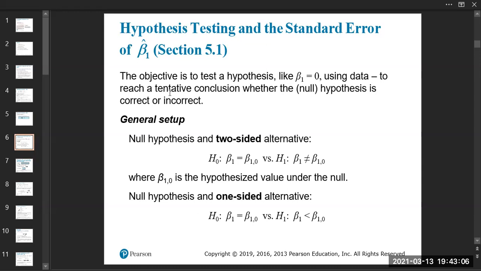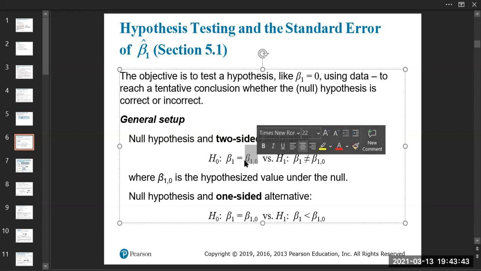So we use the data to reach a tentative conclusion about whether the null hypothesis is correct or incorrect, or whether the null hypothesis will be rejected or not rejected. The general setup looks like this. For a two-sided test, we have H0: beta 1 equals beta 1,0. Here, beta 1 is the population slope, and on the right-hand side, beta 1,0 is the hypothesized value. Sometimes this value is 0.